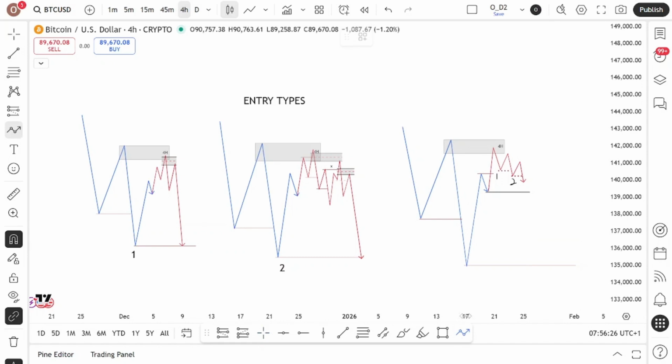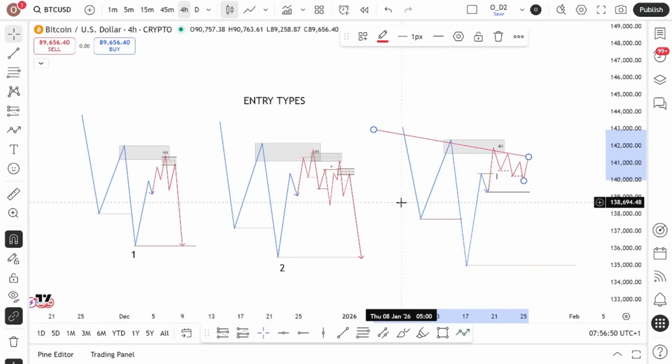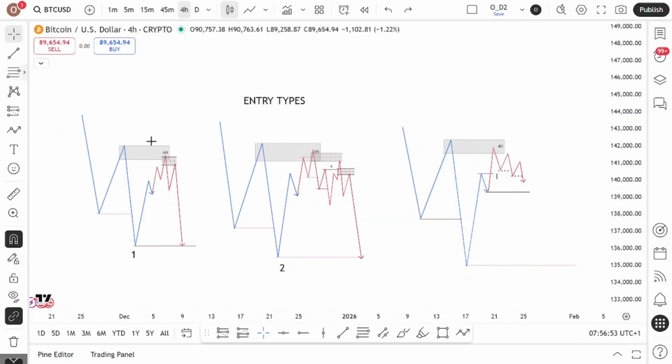Then what happens? Price pushes back to the upside. It takes this high. Now you will anticipate that this is an inducement. Okay, you anticipate that this is an inducement. Then you go to a lower time frame and ask yourself, how did price induce? Again, now you're going to ask yourself, how did price induce?